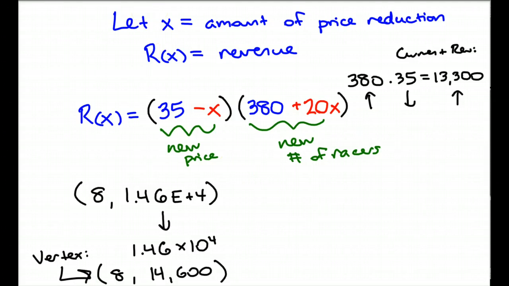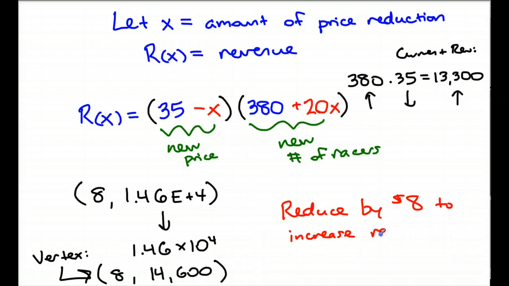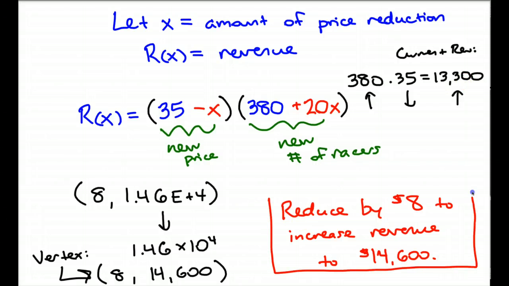Okay, so what that means is that 8 is our x value, so that's the amount we need to reduce the price by. So we're going to say that we reduce the price by $8, and that's going to increase our revenue to a total of 14,600. So our revenue was 13,300, and now it's going to increase to 14,600 just because we're getting more people coming because we've reduced the price.